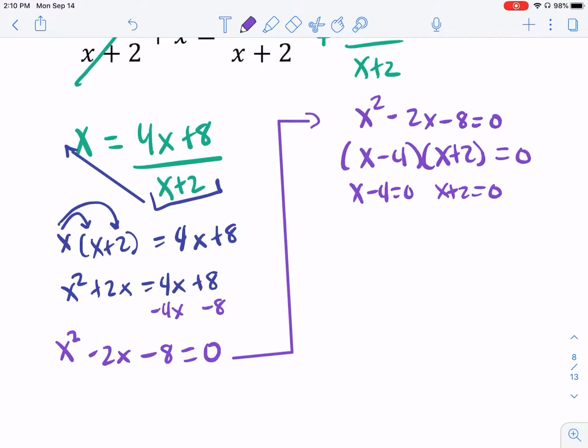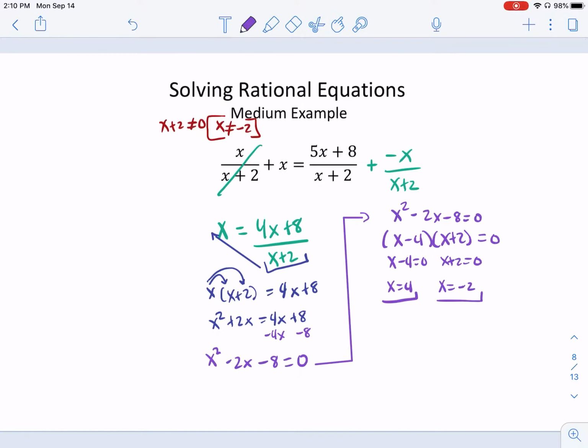I can set each of my factors equal to 0 and go ahead and solve. Now these are my two possible solutions. Many students want to end right there, but the reminder is we did this very first step to check for our restrictions. We know that x cannot equal -2, so I just say, is that here? X cannot equal -2, x equals 4, we're fine.